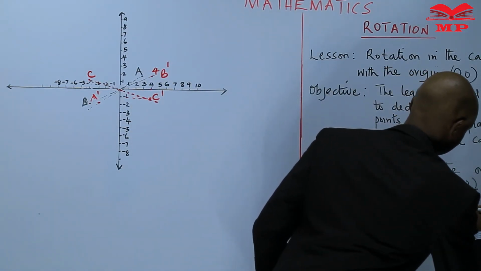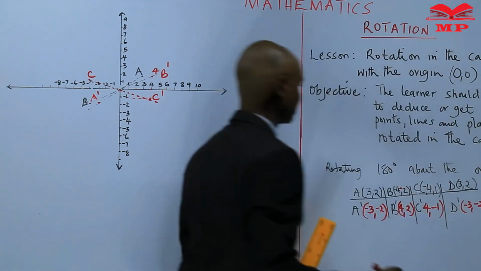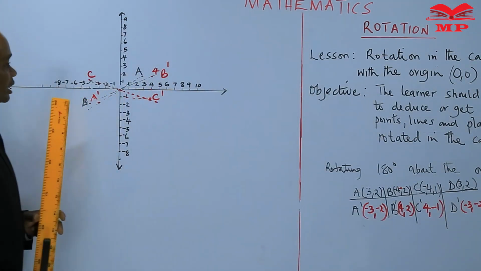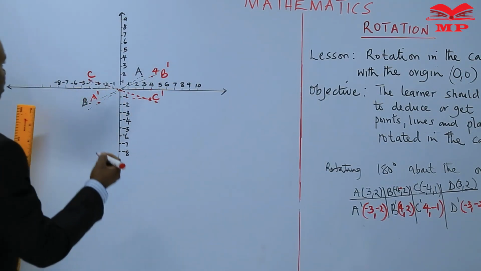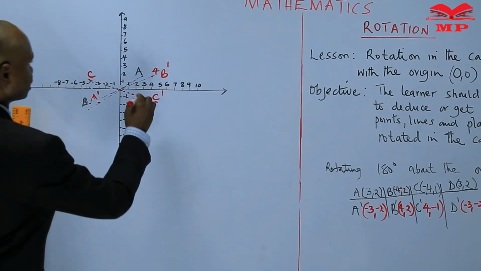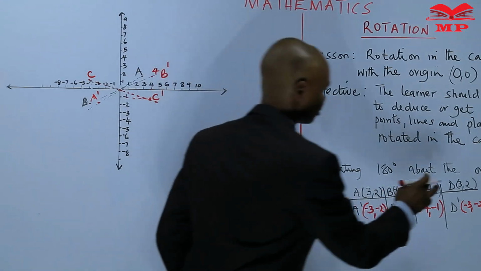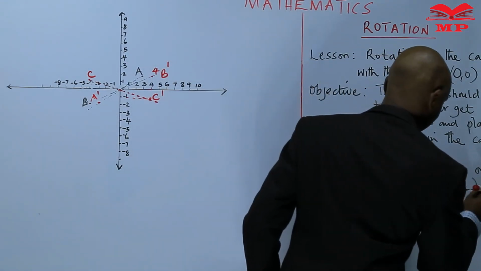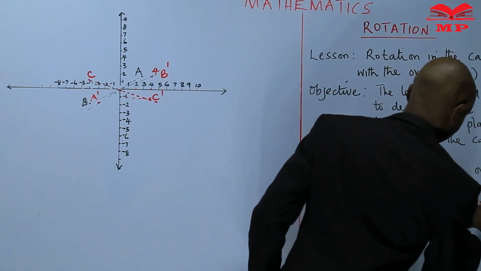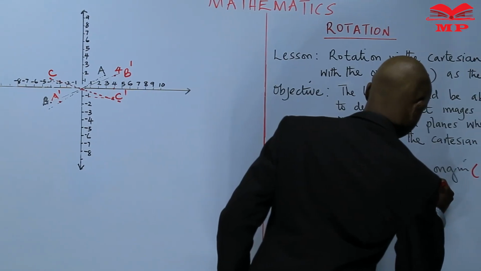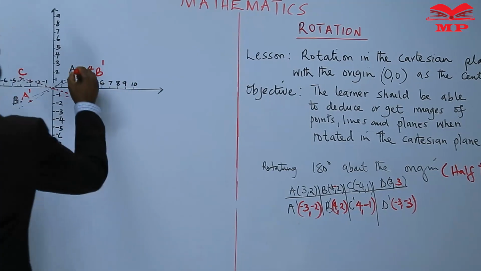-3, -2, but it's good to plot it. D is 3, 2. Let's make D 3, 3. It will be -3, -3. Let's make it 3, 3. It's here.